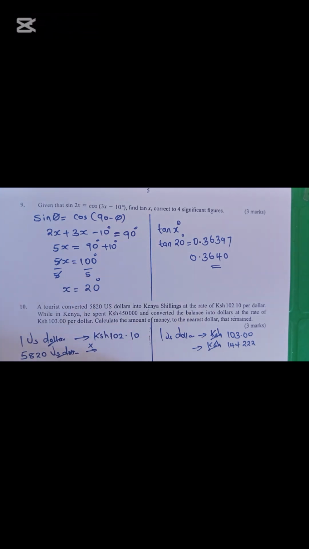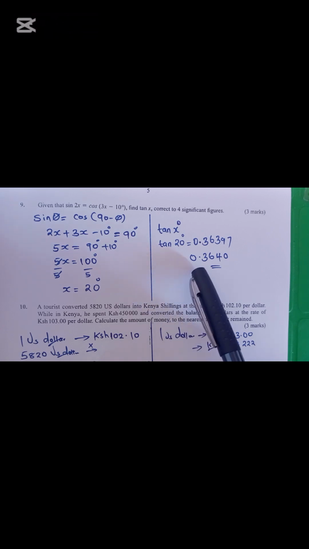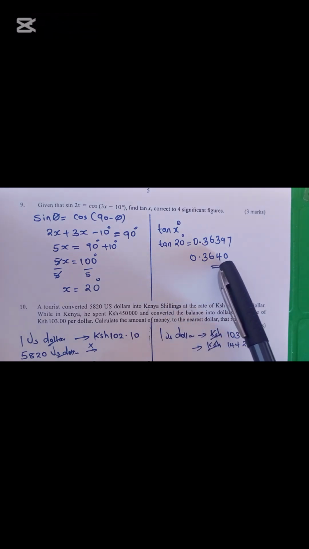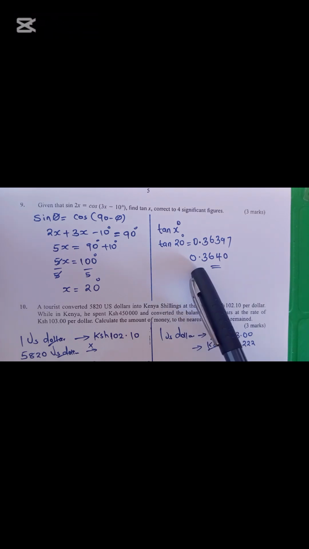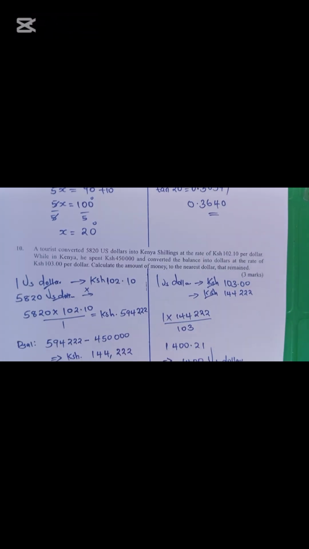So we are asked to look for tan x degrees. So tan x becomes tan 20, and tan 20 degrees from the calculator is 0.36397. We are asked to correct to 4 significant figures. So for the 4 significant figures, we are going to have 0.3640 because the number after is 7, so it changes this 9 here. So our final answer becomes 0.3640.